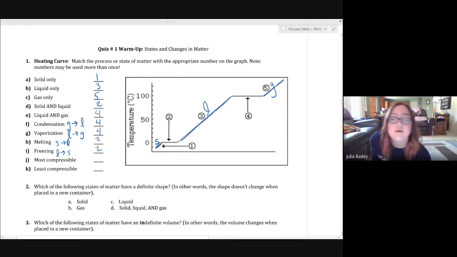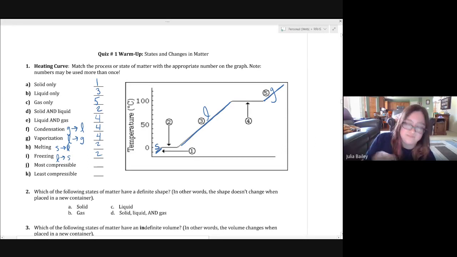And finally, for most and least compressible, do you know what that vocabulary word is? We talked about it. That word basically just means squishy. How squishy is it? The most compressible would be the most squishy.